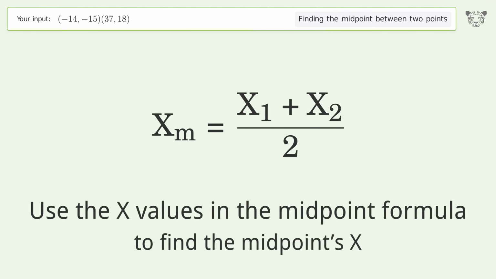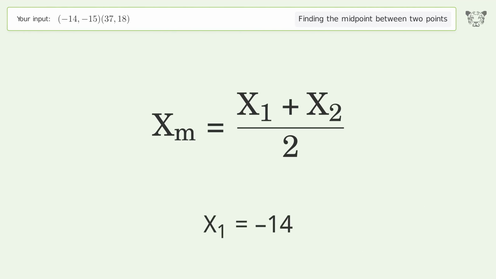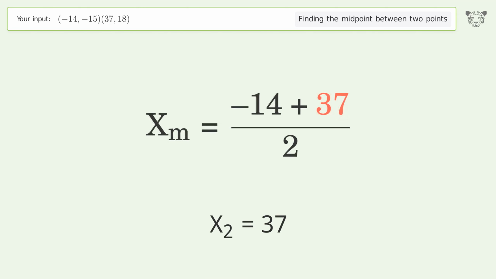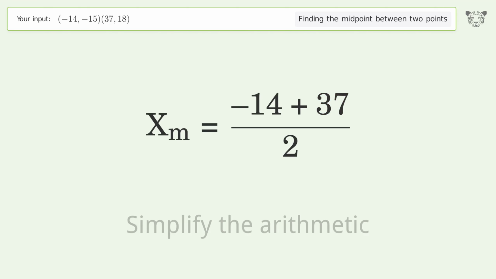Use the x values in the midpoint formula to find the midpoint's x. x1 equals -14. x2 equals 37. Simplify the arithmetic.